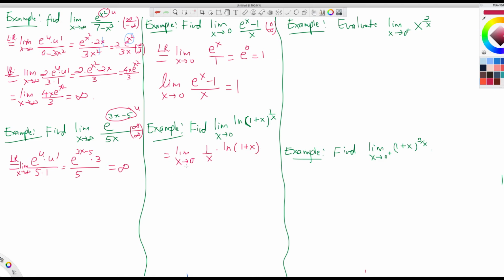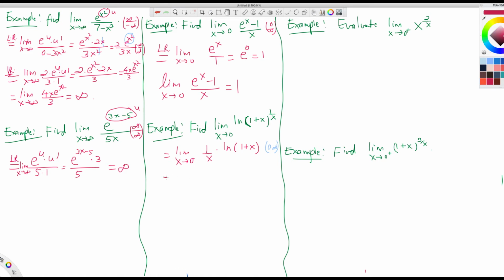If you plug in the limit, what form do you get here? You will get 1 over 0 is infinity, times natural log of 1 plus 0, which is natural log of 1, which is 0. So it is in the form of 0 times infinity, which is the indeterminate form, right?